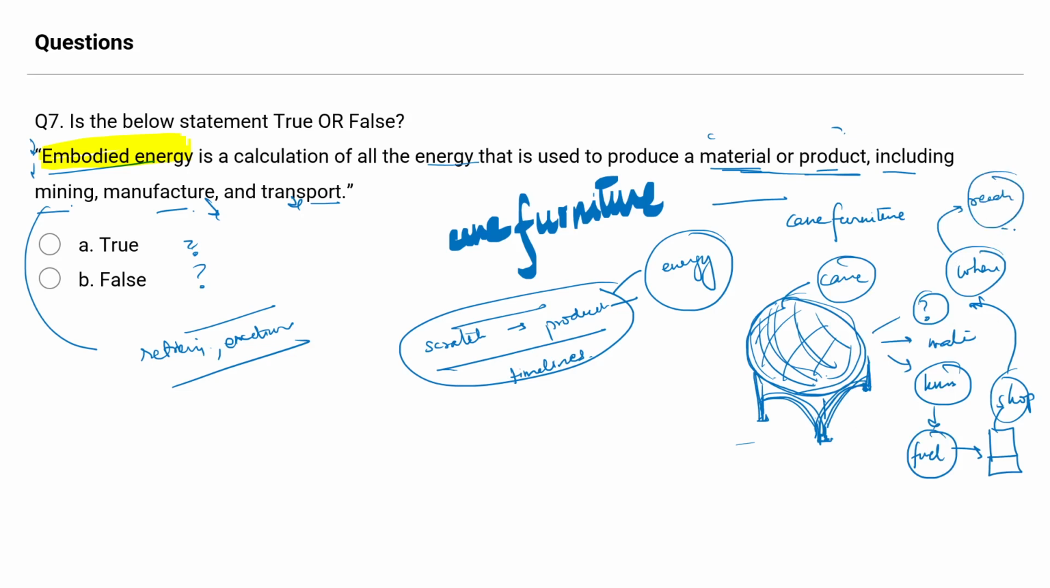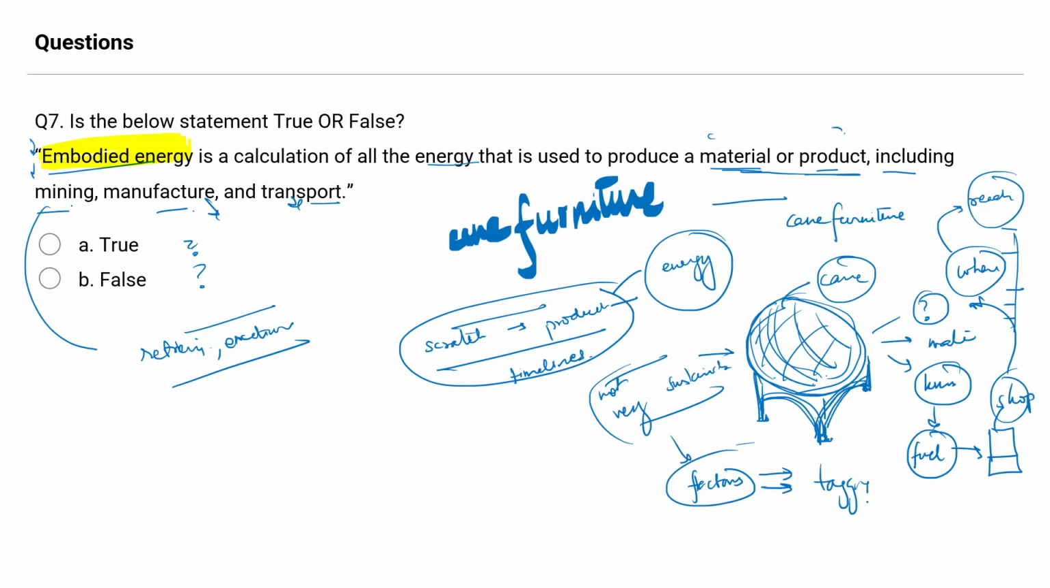Considering all these parameters in mind, you know, one might say that this is not very sustainable, all right? So it means that a lot of factors are involved in calculating and tagging something as sustainable or not.